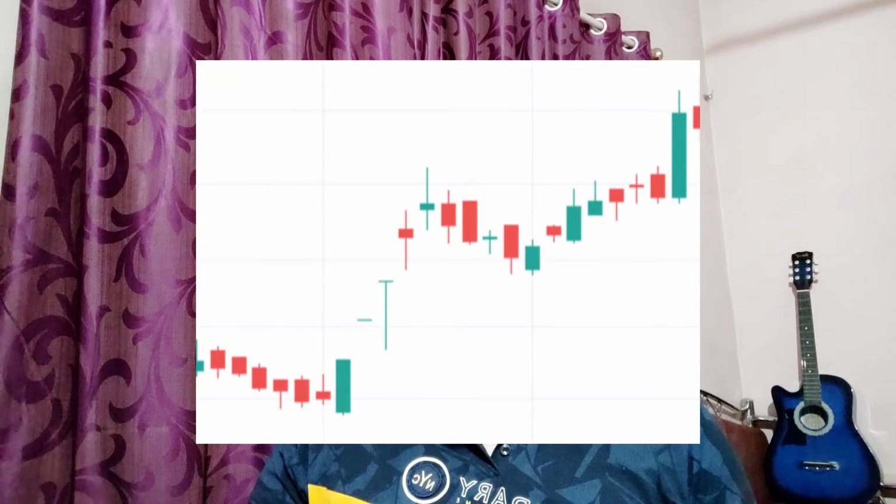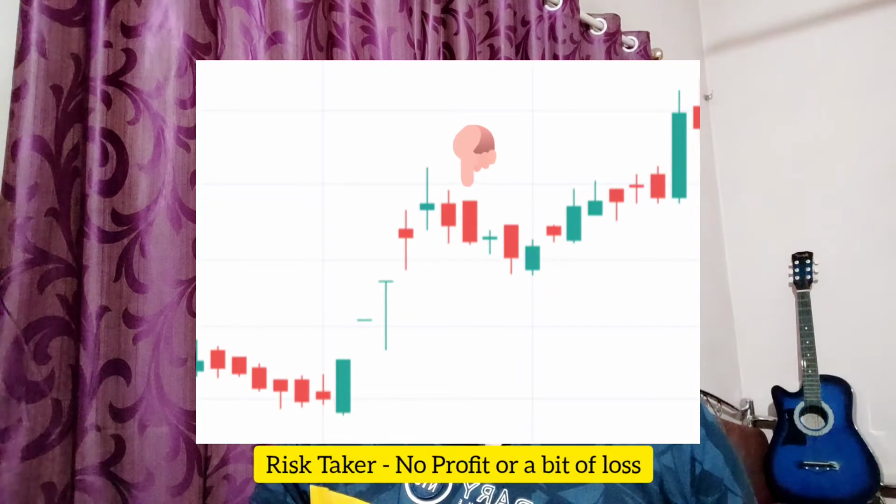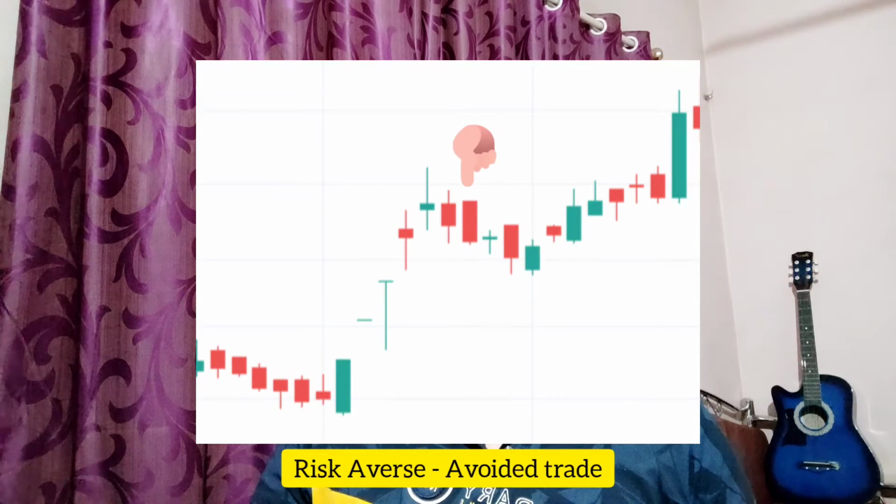Now after a few days itself, a bearish Marubozu candle is formed. So this gives an opportunity to short the particular stock. For a risk taker, it would have been a flat trade, or he would have incurred a bit of loss if he would have waited for his stop loss to hit. But on the other hand, a risk averse trader might have completely avoided this trade.